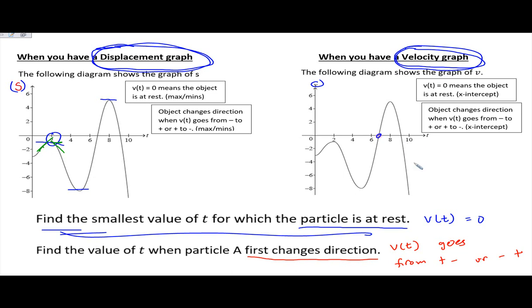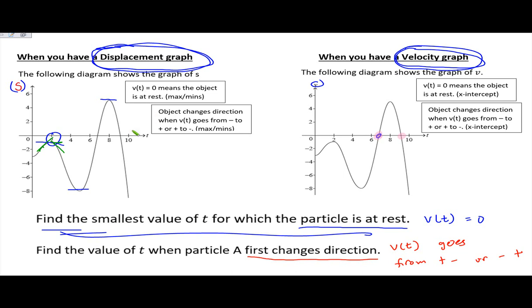But for this velocity graph, remember this graph represents velocity already. So when does velocity first change direction? So velocity is negative, negative, negative, negative, negative, negative, and then right here it goes from negative to positive. And then it would also change direction again over here from positive to negative.